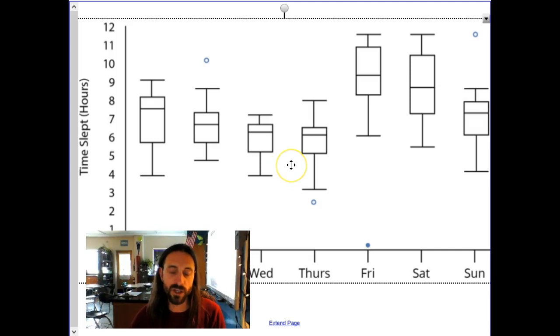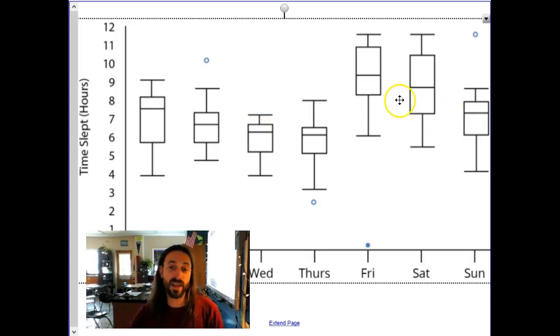So if I said, hey, which night do people sleep the most consistently? Well, what I would be looking for is the tightest data values, the tightest box, and then the tightest whiskers. And I would look at Wednesday night and say, you know what? On a typical Wednesday night, they've gotten between 7 and 4 hours of sleep, and really the bulk of that is between 6.5 and 5. So they're pretty consistent on Wednesday night.